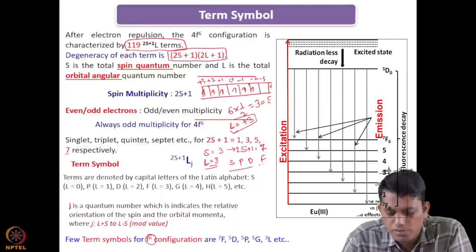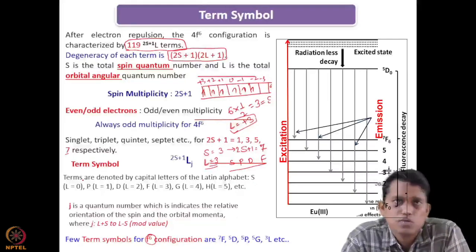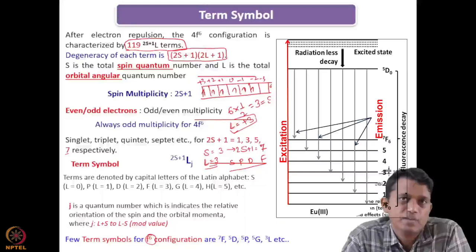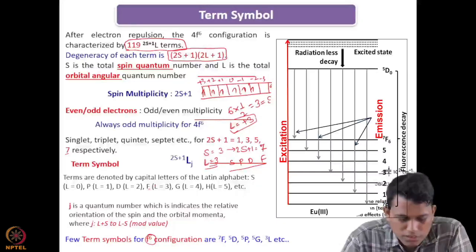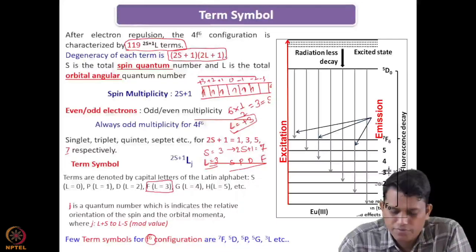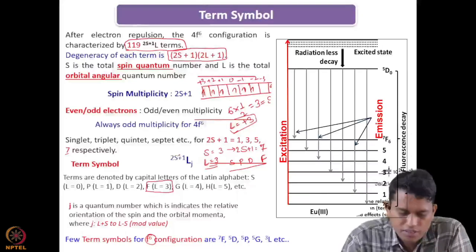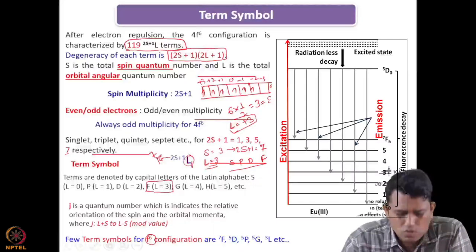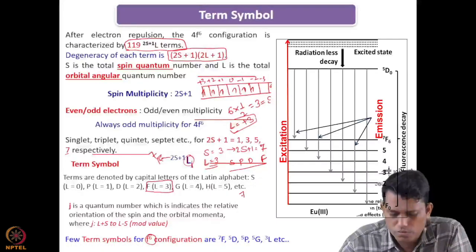Your angular momentum, as I've written here also, these terms are denoted by capital letters of the Latin alphabet. So when L is equal to 3, we get F. Now, as I have written, the term symbol is 2S plus 1, L, J. So 2S plus 1 in this case is 7, and L is 3, which gives me F. So you have a term symbol that is 7F.